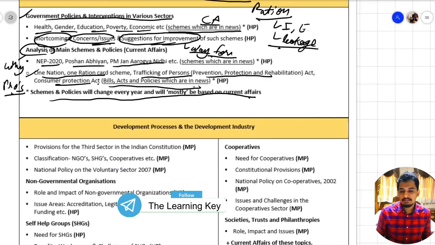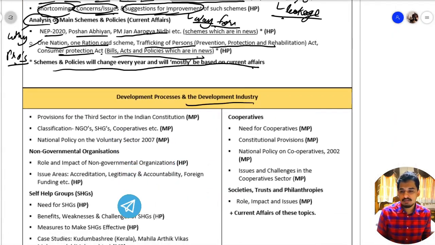Then we have development processes and development industries. In this, we have provisions for third sector in Indian Constitution. What are the provisions we have? Like we have 97th Constitutional Amendment. Then we have Article 43B in Directive Principles of State Policy. So various provisions we have.